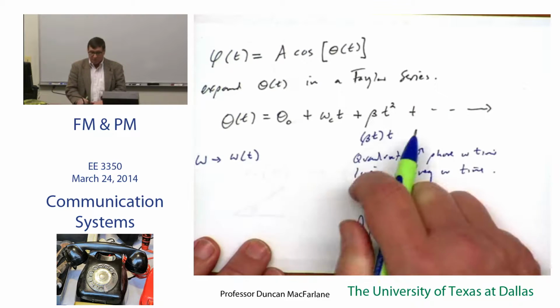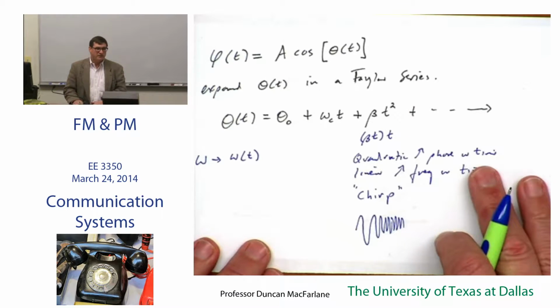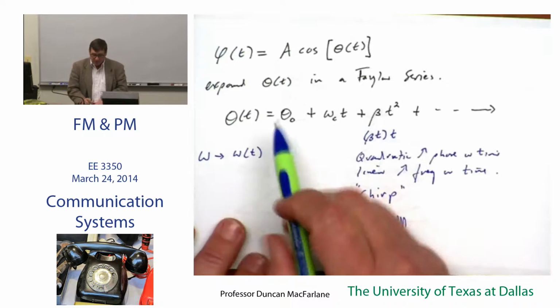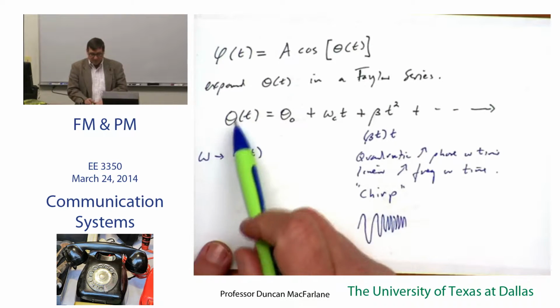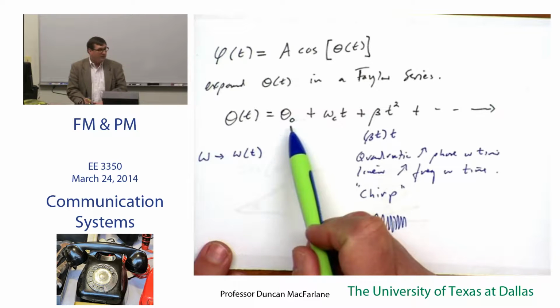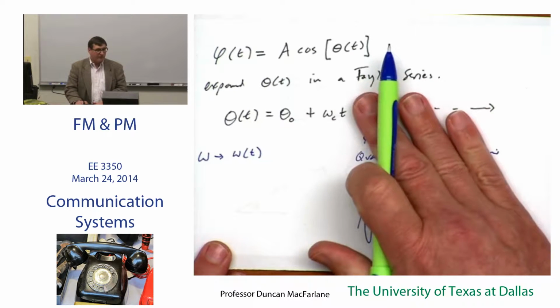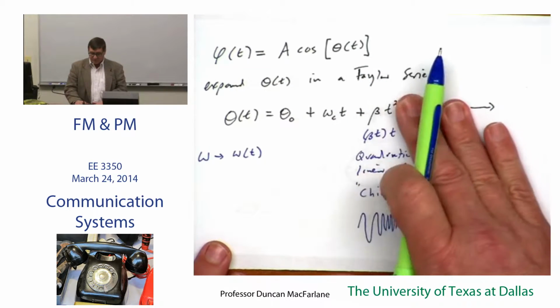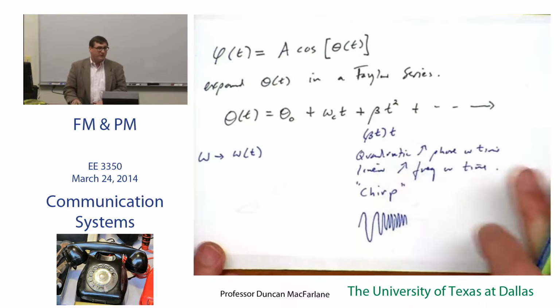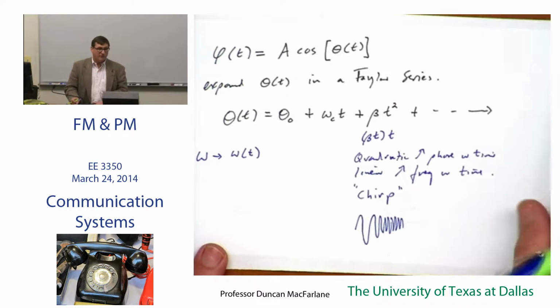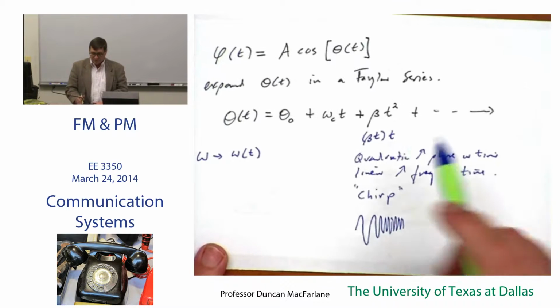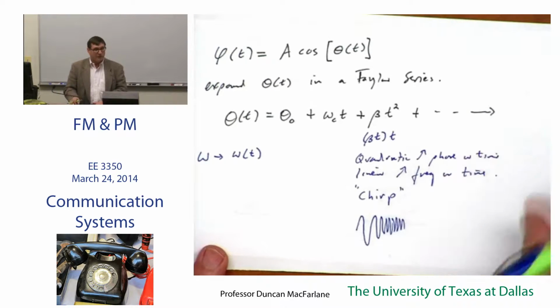I'm dividing by t, but what's another thing I'm doing? I'm differentiating. So if I differentiate theta of t, I lose that one. I get omega c for the first term. I get beta t for the second term. I'll get gamma t squared for the third term, probably over 2. 2 beta t, and so on and so forth.